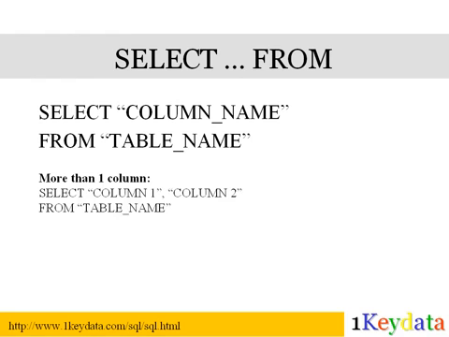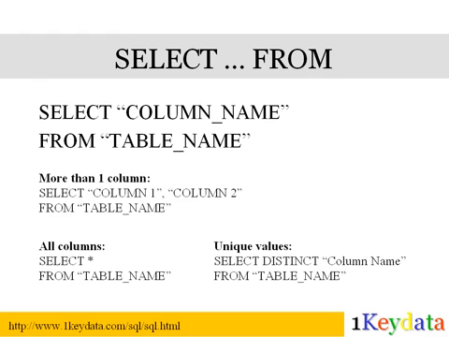We can select one or more columns. To select more than one column, we simply list all the column names we want to select, separated by comma. If we want to select all columns, we say select star. If we want to select unique values, we add the keyword distinct in front of the column name.